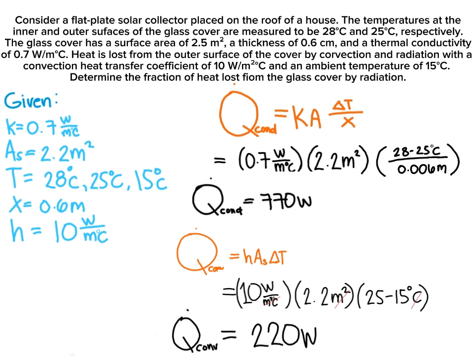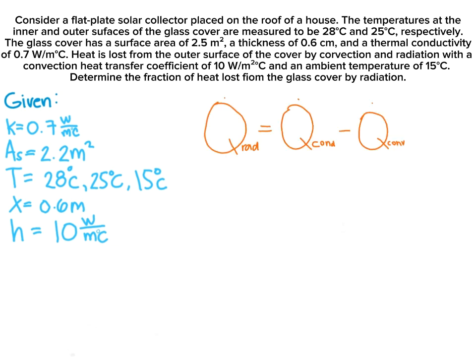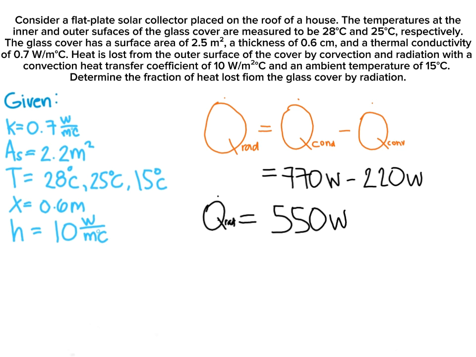Under steady conditions, the heat transfer through the cover by conduction should be transferred from the outer surface by convection and radiation. So this is the formula that we're going to use to determine the rate of heat transfer by radiation. It is equal to the rate of heat transfer by conduction, which is 770 watts, minus the rate of heat transfer by convection, which is 220 watts. So the answer is 550 watts.